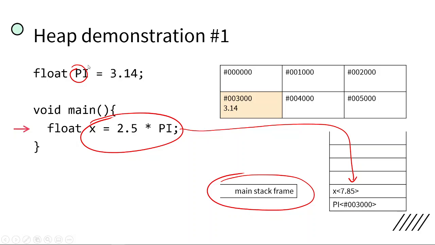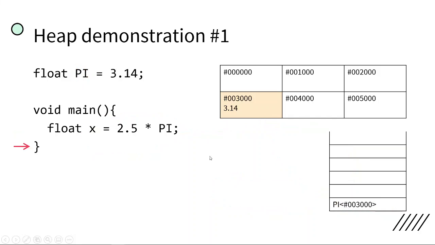However, its value is not actually 3.14. Its value is a memory address that points to the heap. So here in our heap is our value, which is 3.14. After main executes, x is popped and disappears. And then, on exit of the program, the global variables are popped too.